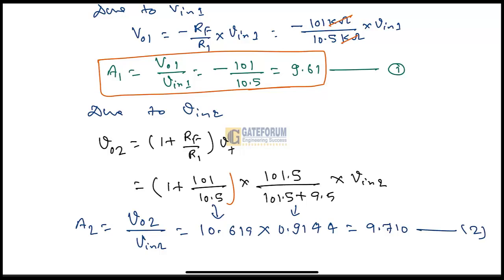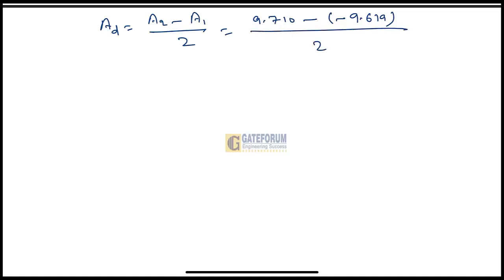Now use equation number 1 and 2 to get AD and ACM. So what will be AD and ACM? AD is equal to A2 minus A1 divided by 2. So this becomes 9.710 minus 9.619 divided by 2. This value becomes 9.66. Let's say this is equation number 3.